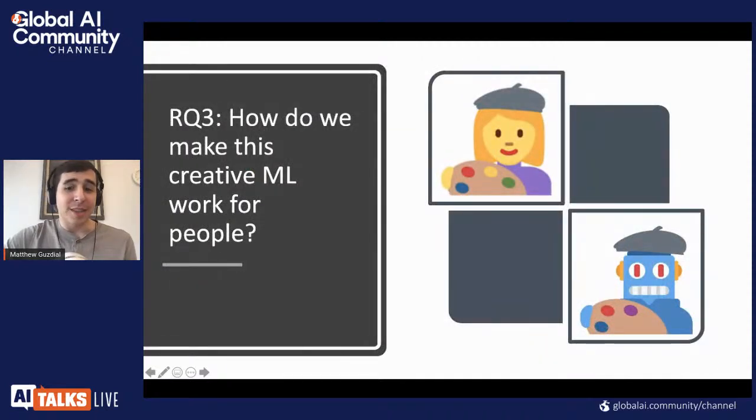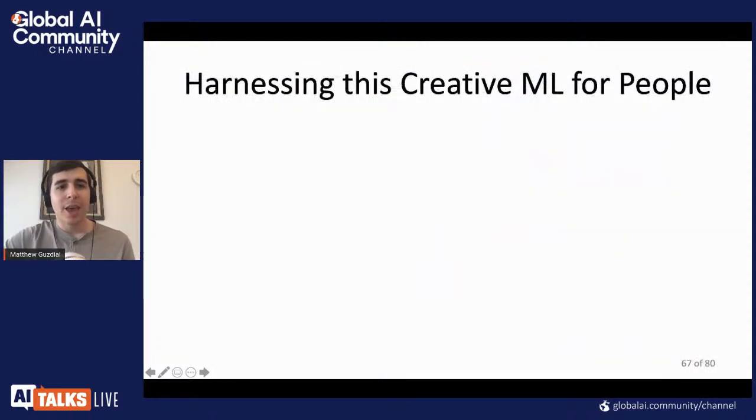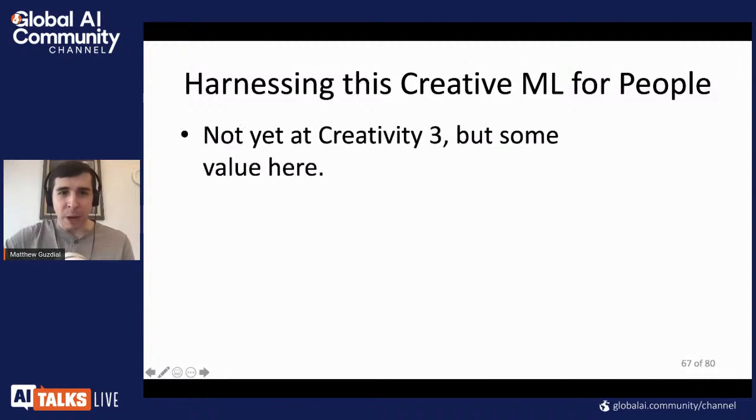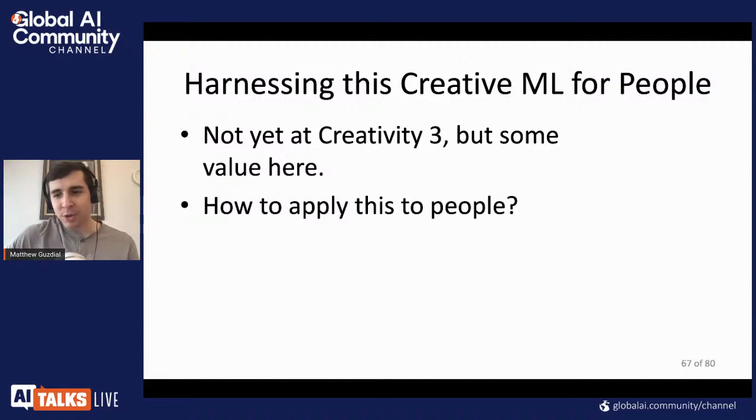So that brings me to the last question that we have here: how do we make this creative machine learning work for people? So we're not at creativity 3, but I do think there's some value here. And I think I have shown some evidence to back that up, that there's some value to this approach so far. So how do we apply this to people? I sort of pitched this at the top as being better for working with people. How do we do that?